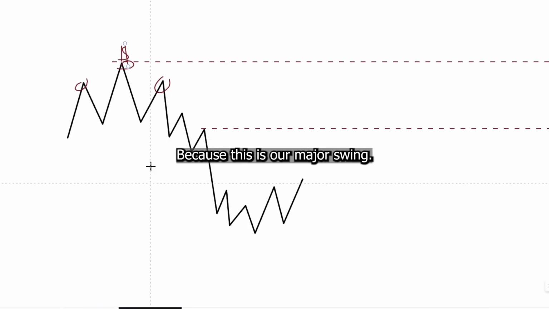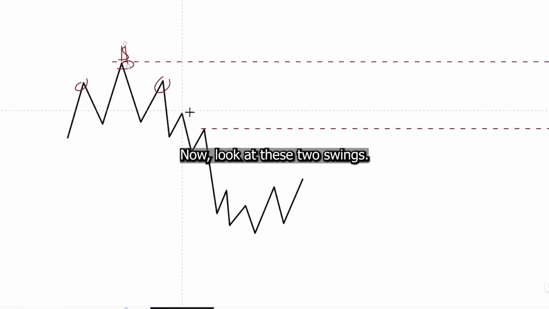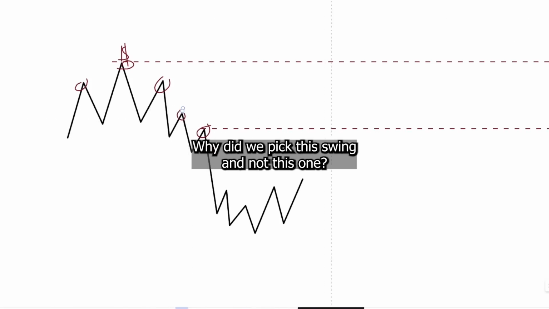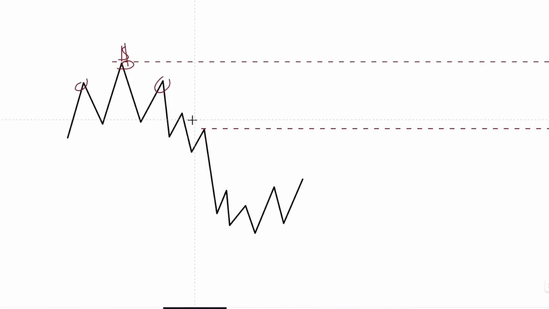Why? Because this is our major swing. Now look at these two swings. What's the difference between this swing and this swing? Why did we pick this swing and not this swing? Well, it's because of the reaction. Look at the reaction this swing gave you, a pretty small reaction compared to this reaction.